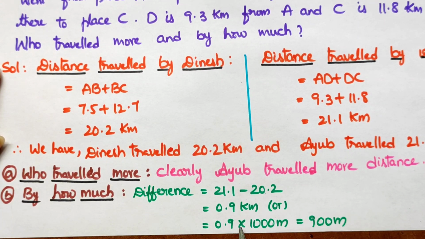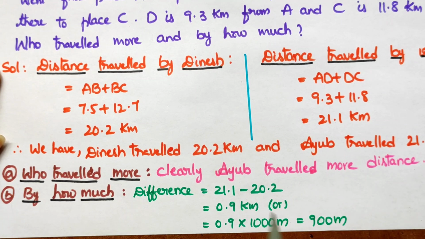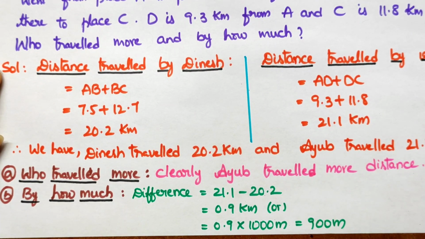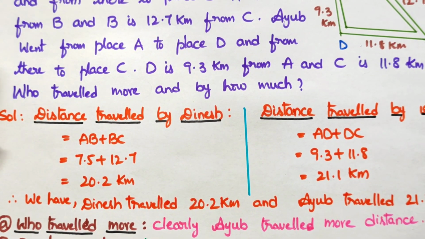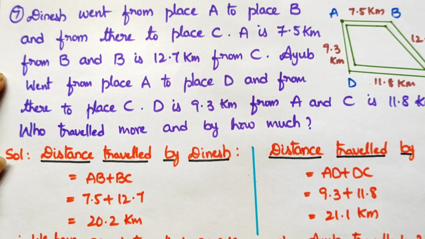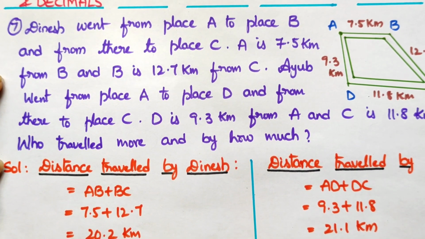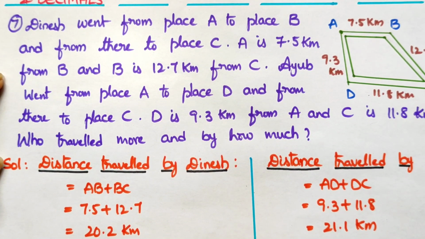0.9 into 1000 meter. 1 kilometer is equal to 1000 meter. Either you can write 1 kilometer or 1000 meter. So anyway, it is 900 meter, or it is 0.9 kilometer. Please note friends, this is a very important question. So with this, 7th question gets completed.